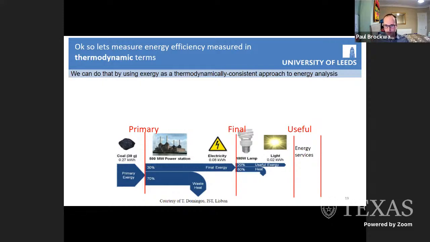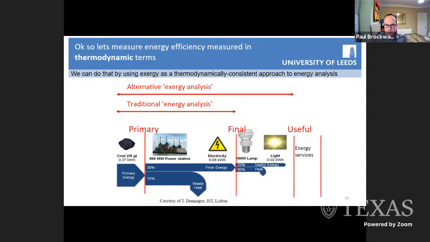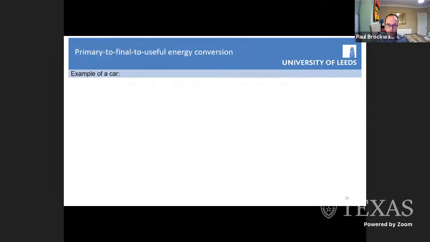And if we measure the amount of energy that's actually produced by light, in this case, and divide it by the primary energy input, we get a thermodynamic measure of the useful energy output divided by the primary energy input, just at the last point of its exchange for energy services. Traditional energy analysis of the sort done by the IEA will record stuff at the primary and final stage, but by pushing through to the useful stage, we get a much clearer understanding of the purpose and end use of energy, and of what a thermodynamic measure of energy efficiency is for a whole economy.